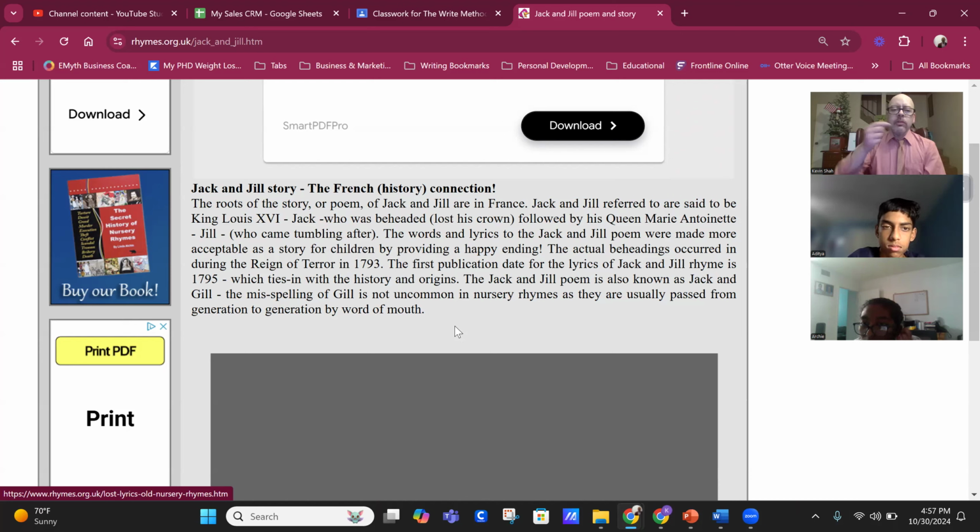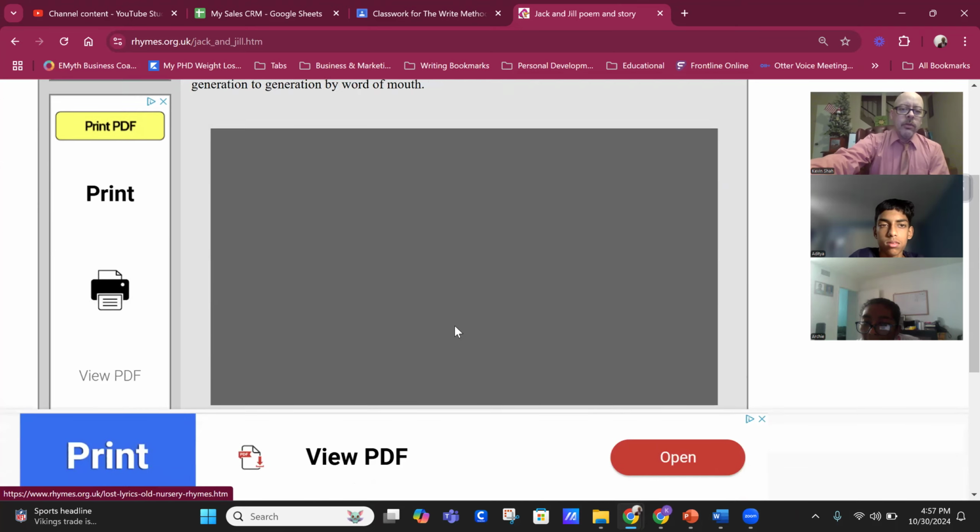So you see that historical time, which ties in with the history and origins. The Jack and Jill poem is also known as Jack and Gill. The misspelling of Gill is not uncommon in nursery rhymes as they are usually passed from generation to generation by word of mouth. So the oral story tradition is what they're referring to.